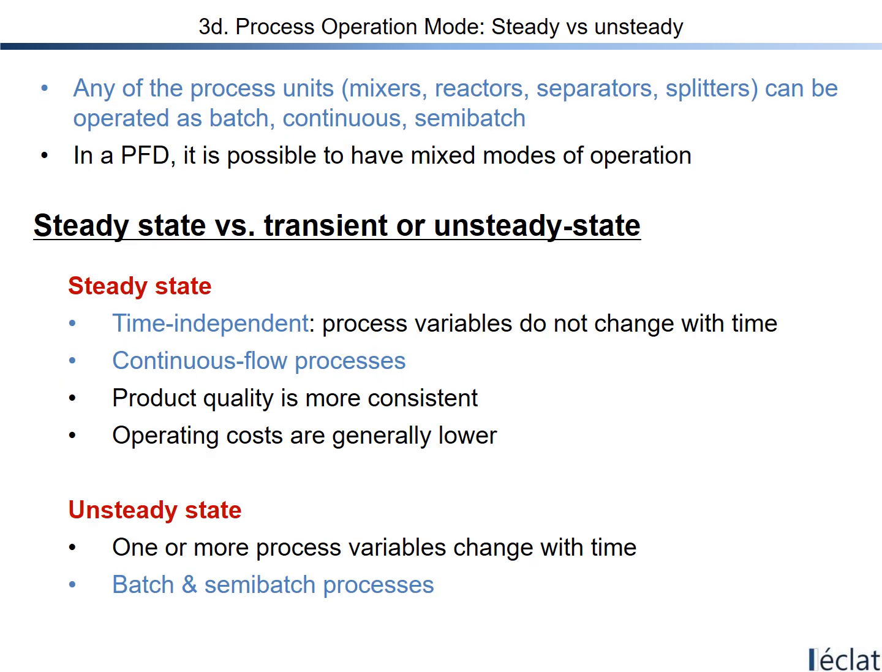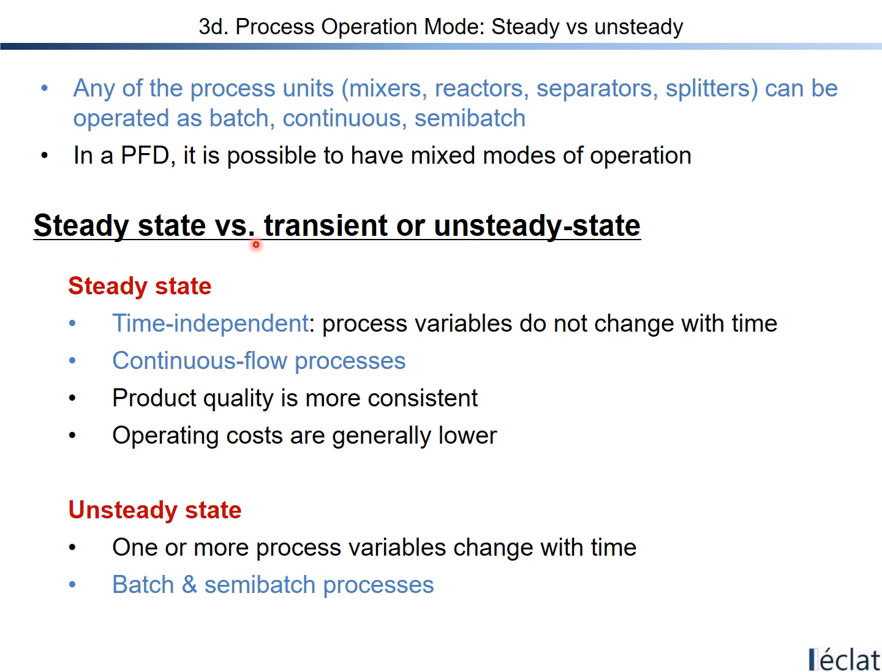Okay, so one more slide for this subchapter. Any of the process units like mixers, reactors, separators, splitters can be operated as batch or continuous or semi-batch, even if I gave you an example of reactors. In a process flow diagram, it's possible to have mixed modes of operation. Several mixers in one single PFD would be operated at batch. However, at the same time, the other reactors or the other mixers could be operated in the semi-batch mode or something like that.